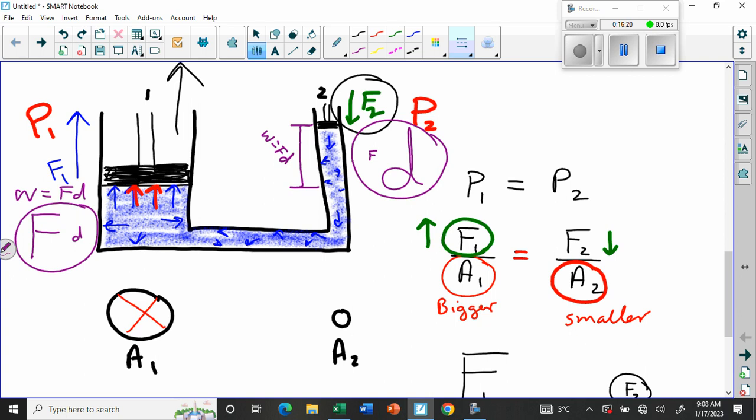If you increase one, you have to decrease the other to keep it the same, which means this piston will move very far. But this piston might only move a couple of inches, or it might only move this far, d.